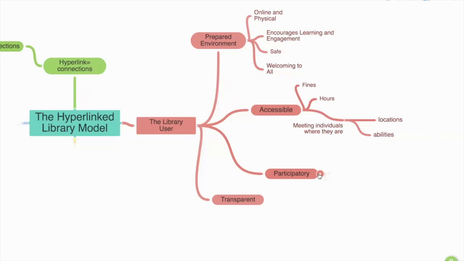The hyperlinked library is participatory in nature. There are formal and informal means for user input like surveys, comment cards, or sticky note displays. There are ways for users to create and engage with the environment through maker spaces and interactive displays. Finally, the hyperlinked library is transparent. Users are made aware of changes and are given a method to provide feedback.